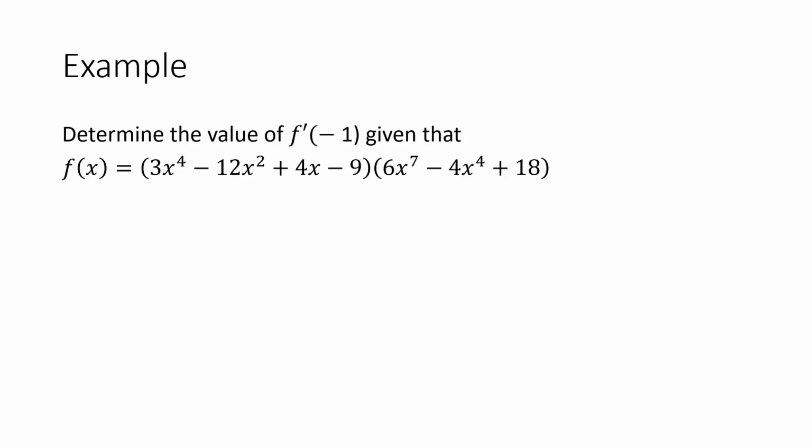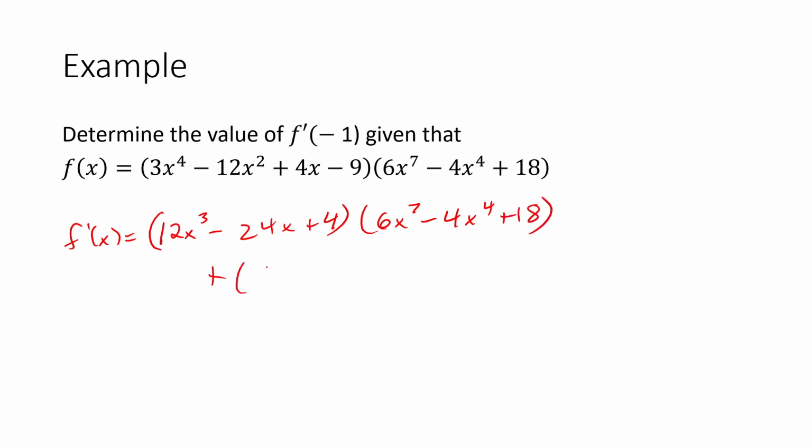Okay. Well, what if I tell you that I want you to determine the value of f prime at -1, given that f of x is equal to this product? Well, you know that f prime of x will be derivative of the first times the second plus the first times derivative of the second. And that's your derivative. Now, that's f prime of x.